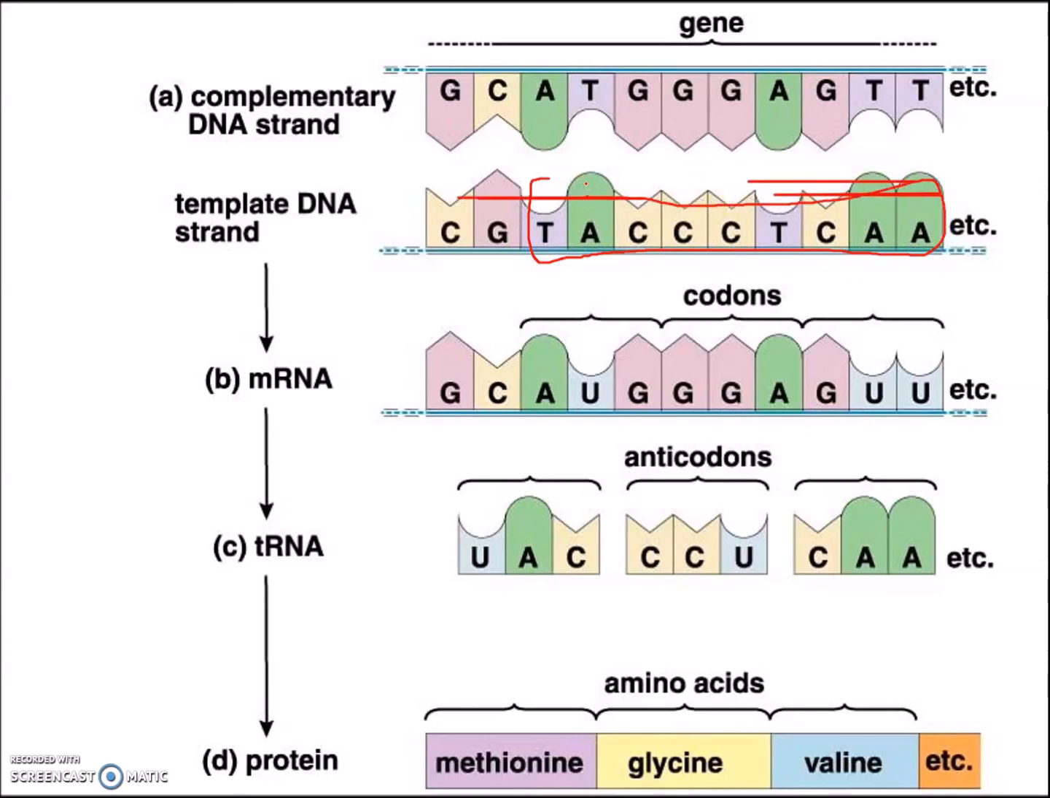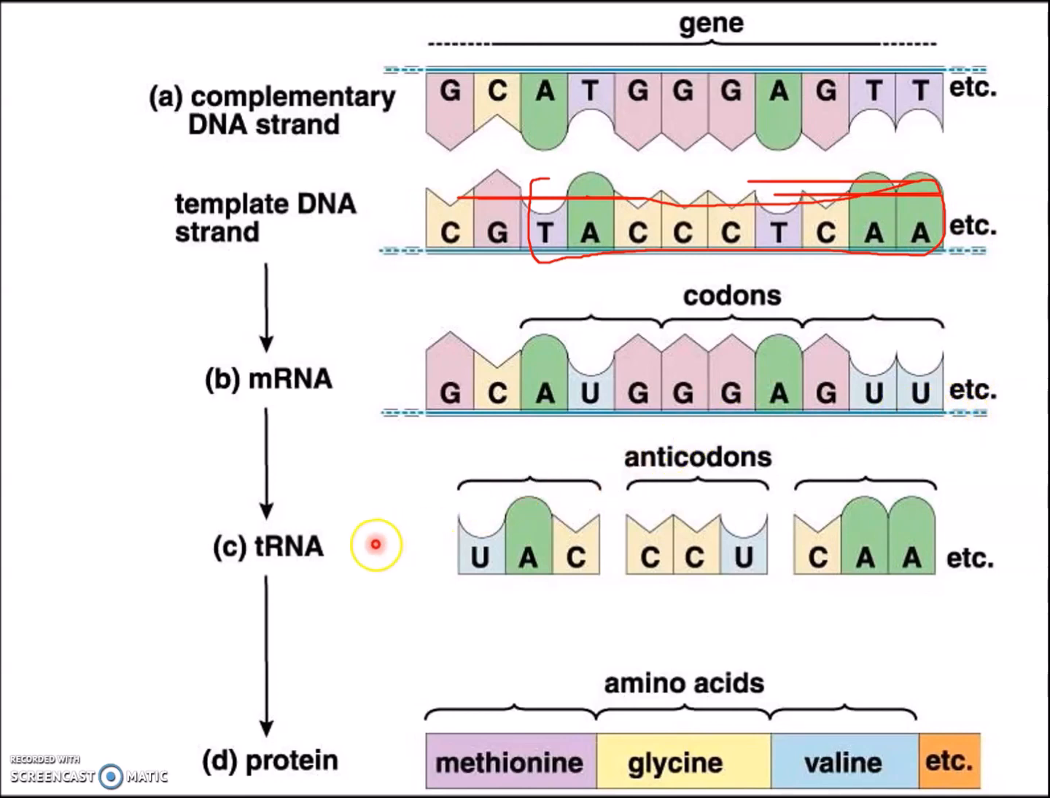It doesn't start until it gets a start signal. And that start signal, well, that was AUG, which is the complementary messenger RNA base to the DNA base is TAC. The second one was CCT, that's our next triplet. That transcribes to GGA in messenger RNA molecules. And our third triplet, CAA, would transcribe to GUU. And then we have to say etc. because there's going to be a whole lot more after this.